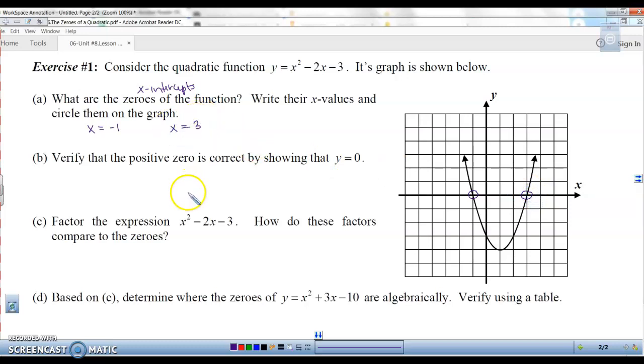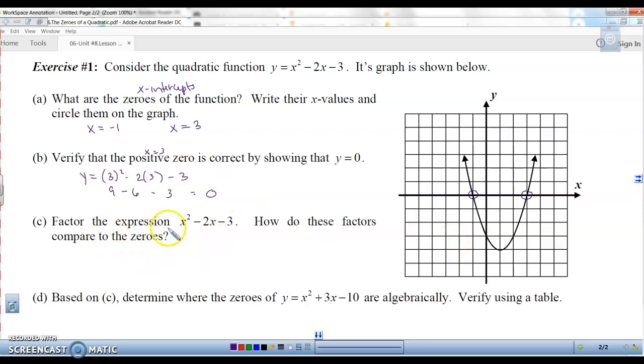Okay, now how do we know that these are zeros? If I plug in x equals 3 into the original function, this is going to be 3 squared minus 2 times 3 minus 3, which is 9 minus 6 minus 3, which does equal 0. So you can see that the zeros of the function is where it crosses the x-axis. When you plug in the x, the y is going to equal 0.